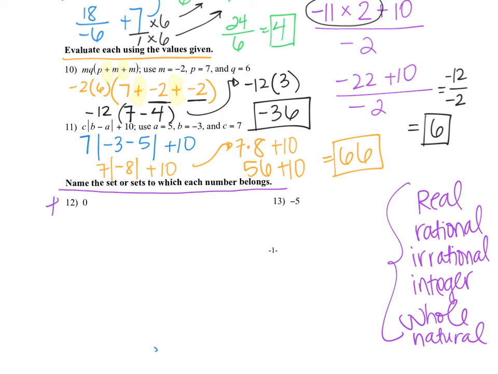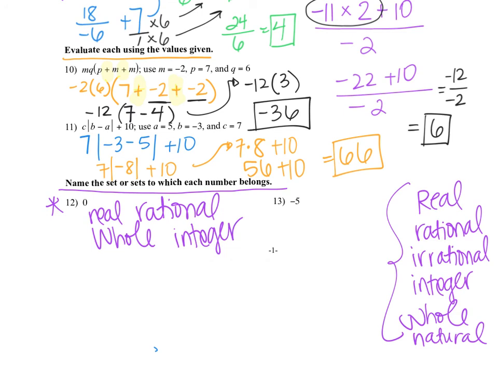So number 12, you have 0. 0 is actually a real number. It is also rational because you can make it into a fraction. And it is actually a whole number as well as an integer, but not a natural number or irrational.